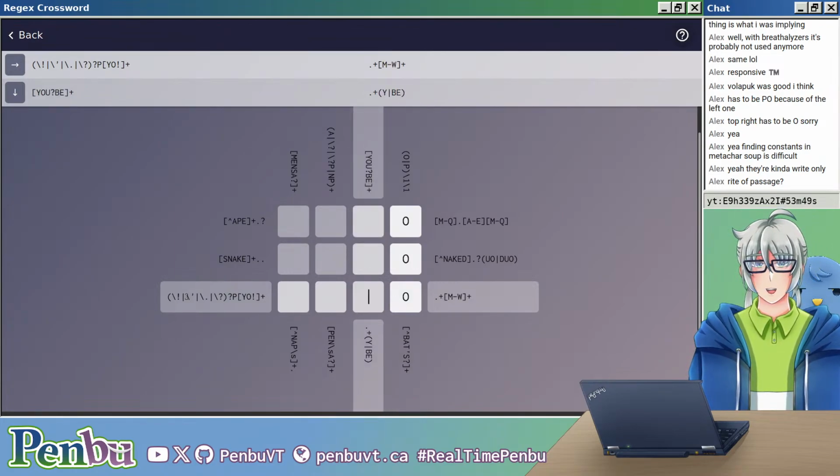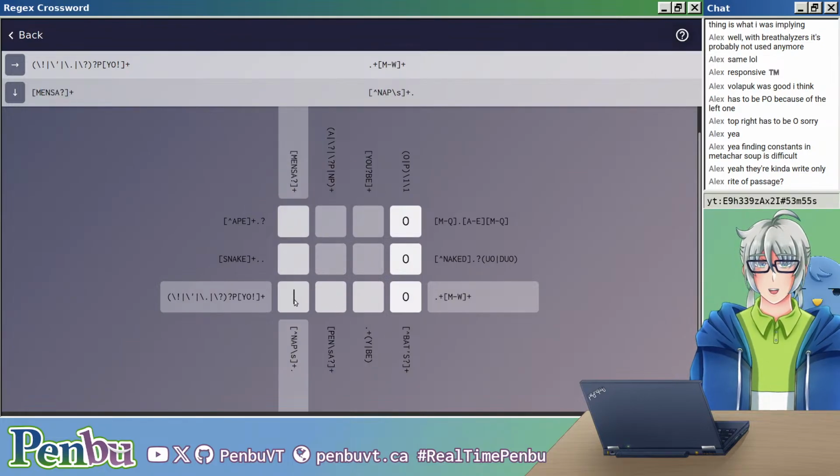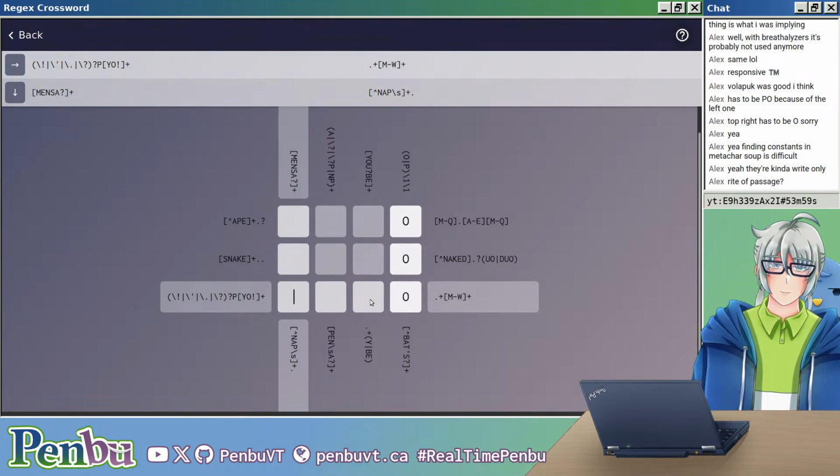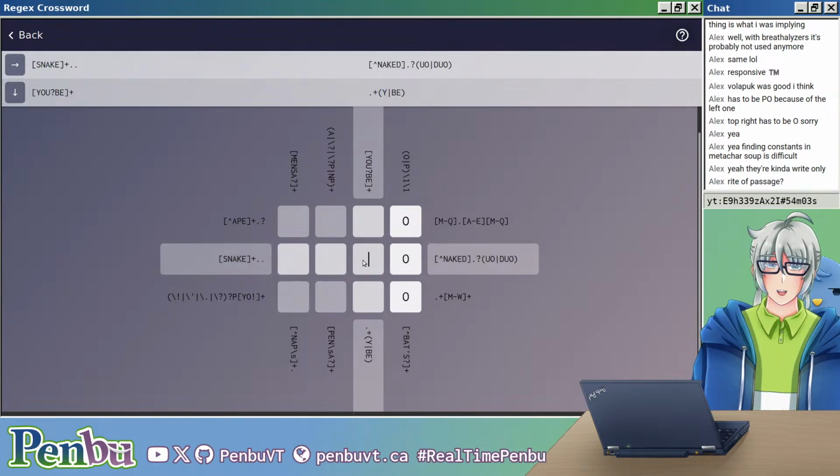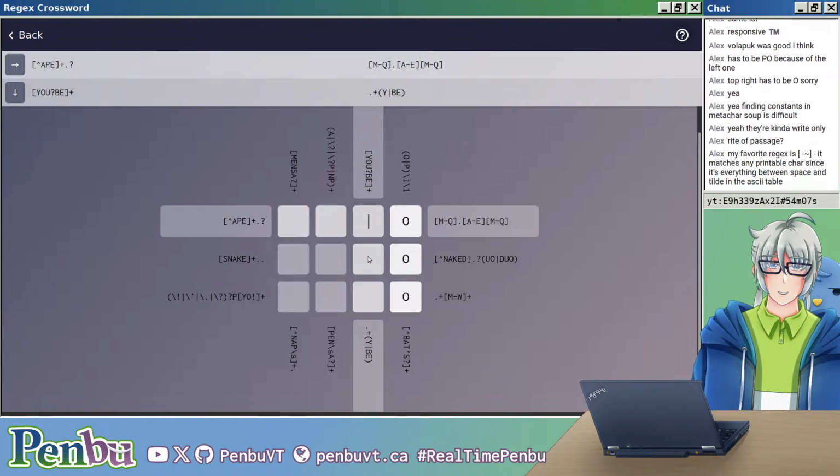P can't be here because we only have... Yeah, that's right. We only have these slots for P's. That or that. This is forced to be a Y or an E, which is fine.